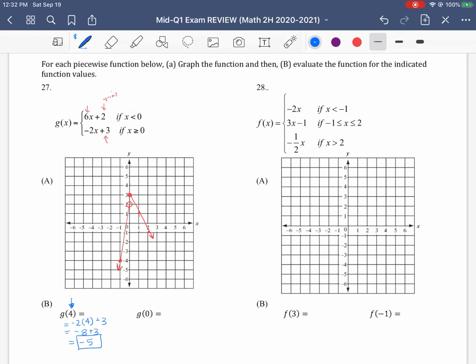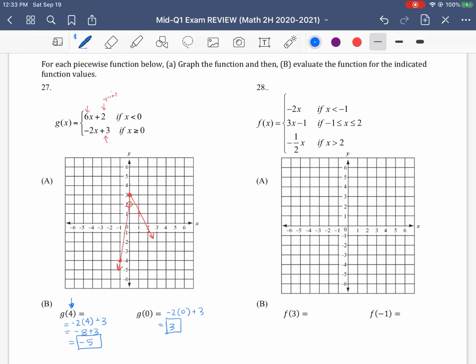Then we look at g of 0. If we look at our domain restrictions, notice 0 is not less than 0, but 0 is greater than or equal to, so we're actually going to use the same piece. We have -2 times 0 plus 3, which -2 times 0 is just 0, so that's going to be a positive 3.